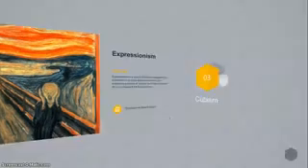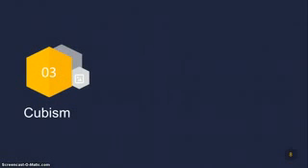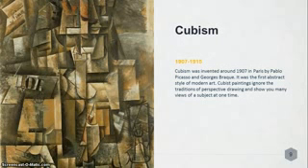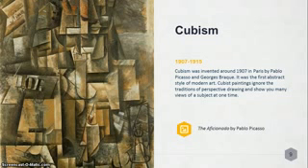Third, let's examine the movement of Cubism. A movement from 1907 to 1915, Cubism was invented in Paris by Pablo Picasso and Georges Braque. It was the first abstract style of modern art. In fact, Cubist paintings ignore the traditions of perspective drawing and show you many views of a subject at one time. The Cubists believed that the traditions of Western art had become exhausted, so to revitalize their work, they drew on the expressive energy of art from other cultures, particularly African art.